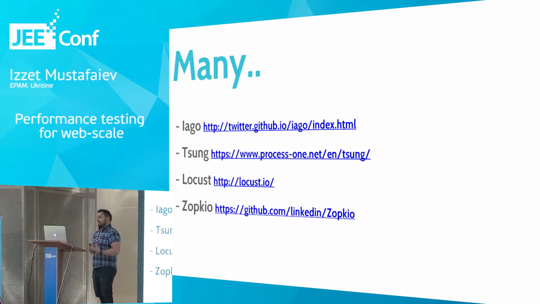For example, Iago, it was written by Twitter. It's actually not a framework or tool, it's just a library that provides an API to write performance tests. For example, if you need exactly 1,000 requests per second, this tool is capable of making this. It won't have mercy on your application, so if it dies, or if it slows down, it will continue to make such an amount of requests according to your request from it.